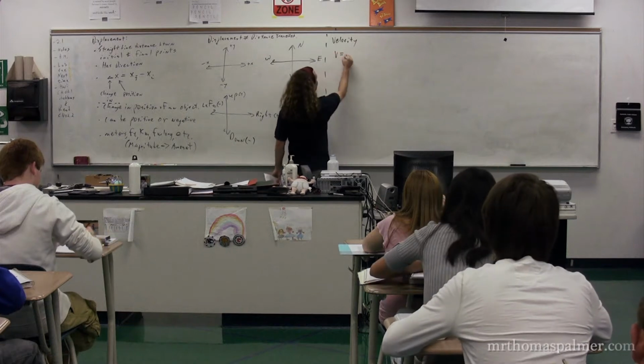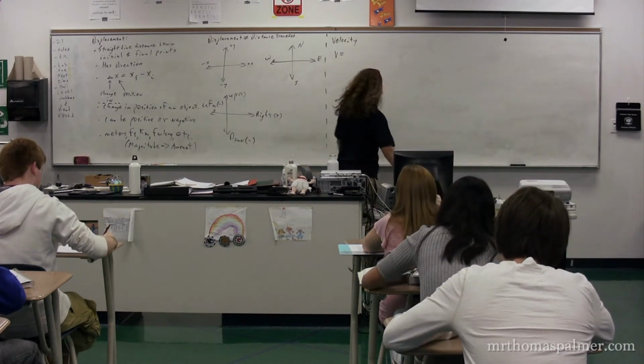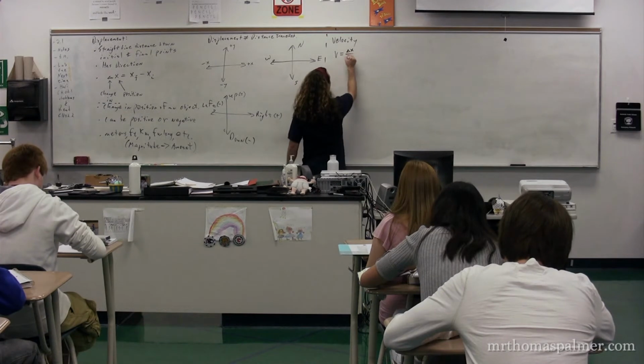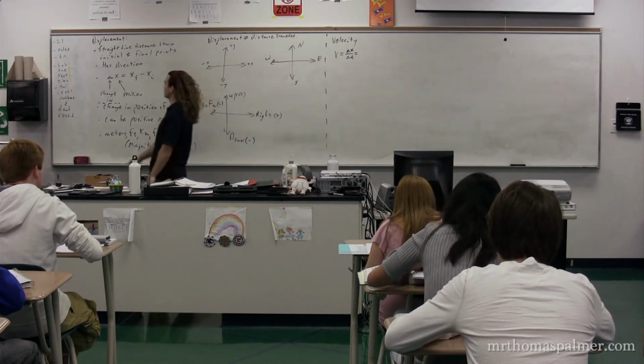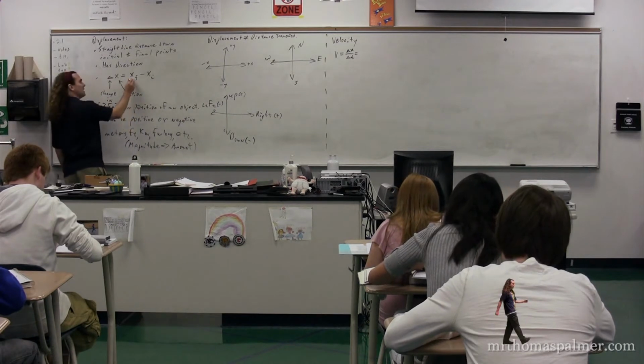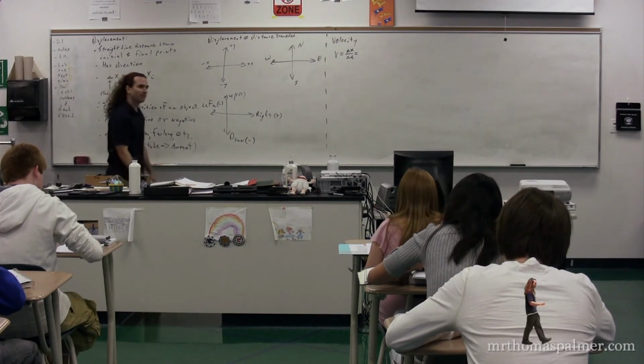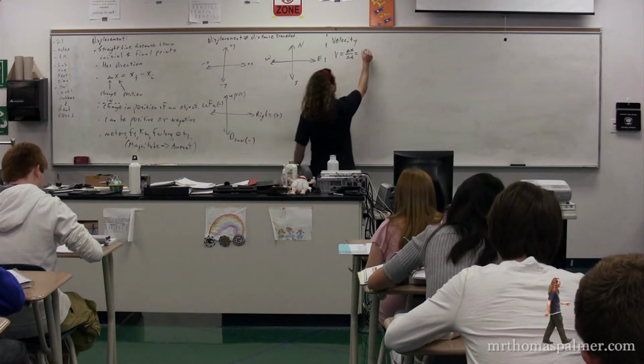The symbol for velocity is a v. Velocity, the equation is delta x over delta t. Delta x, the displacement, the change in position of an object, is position final minus position initial.